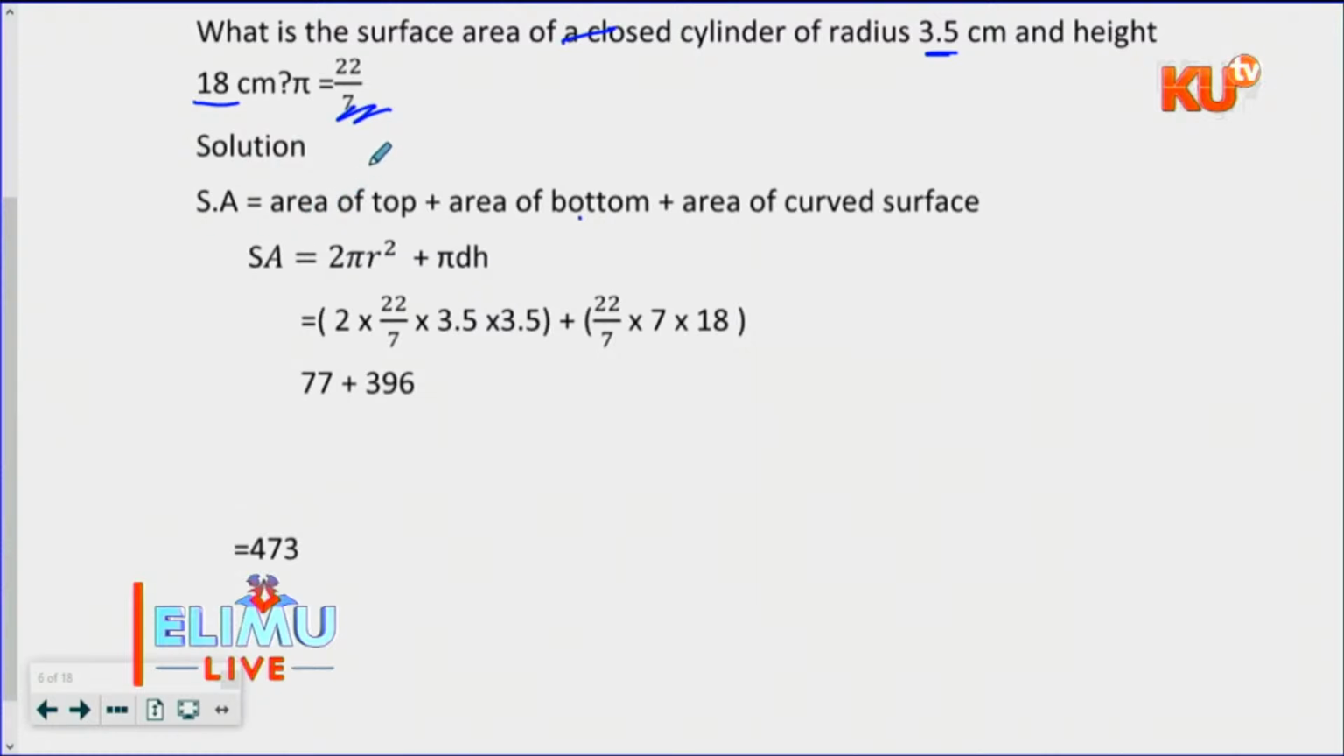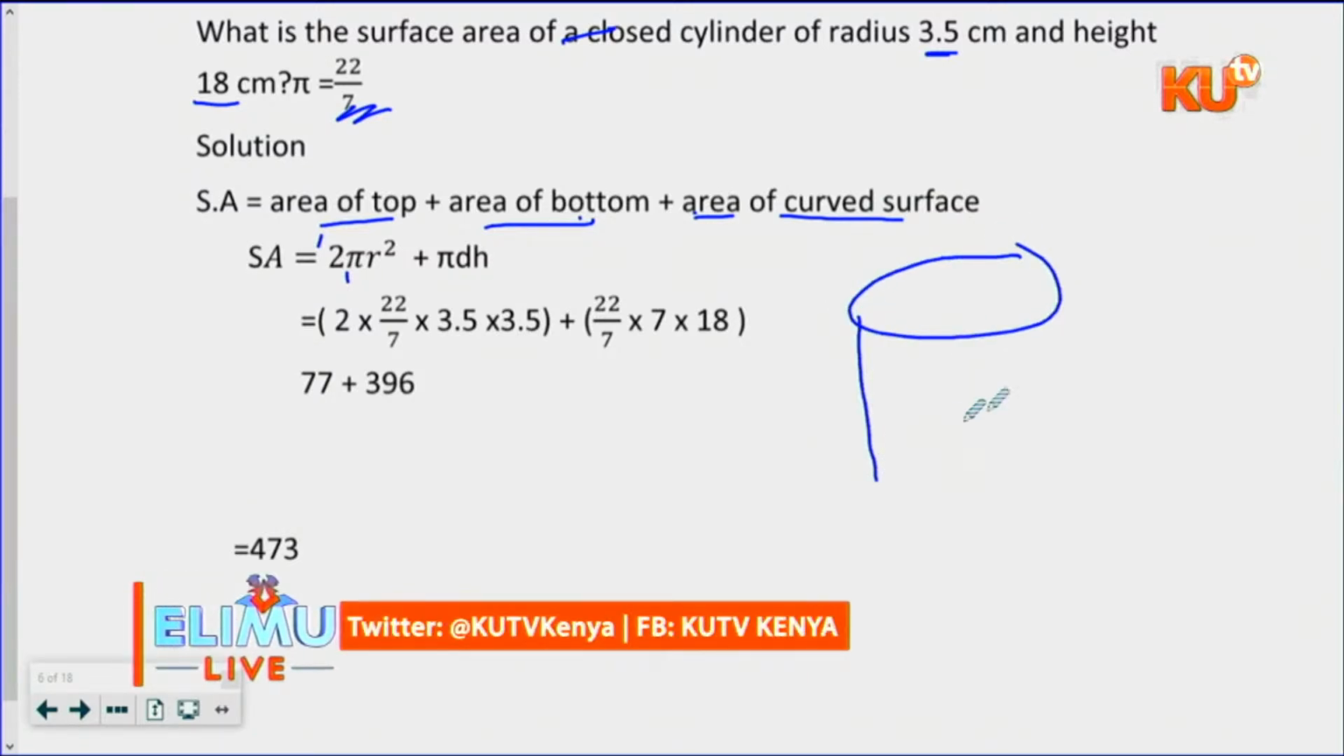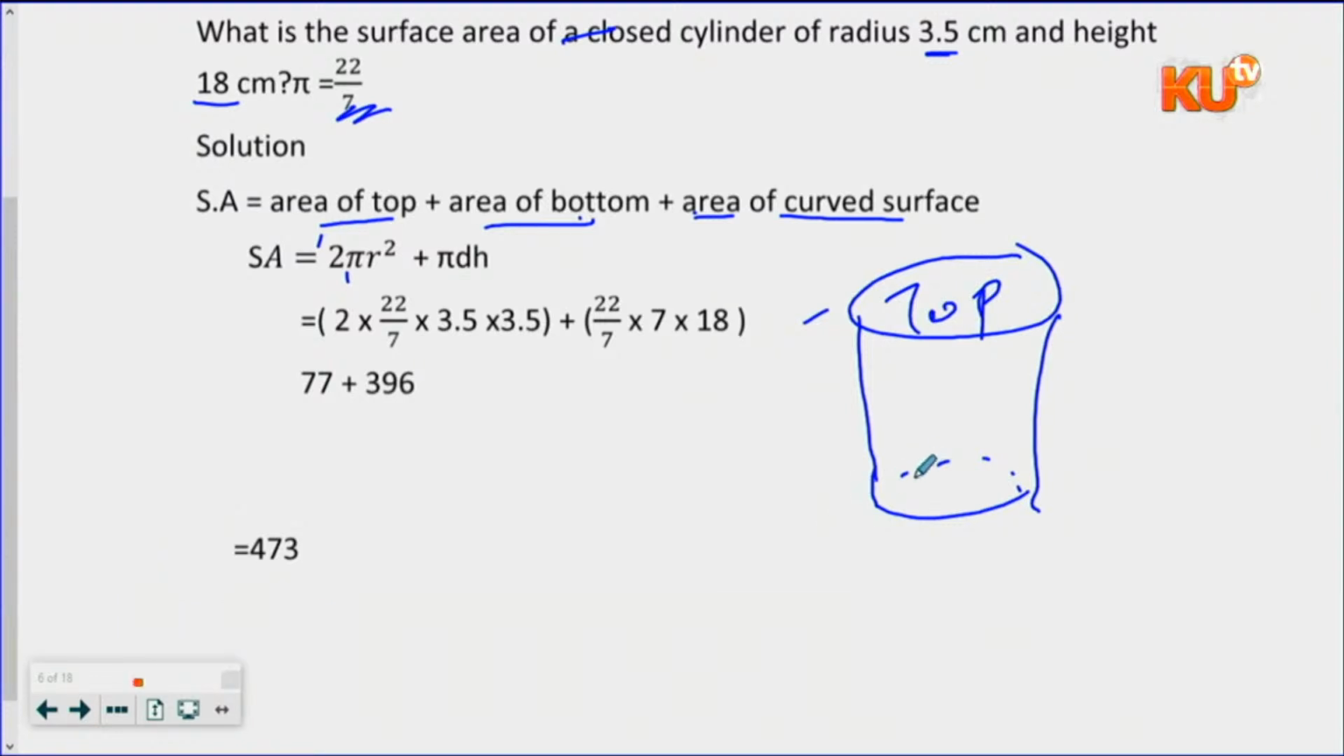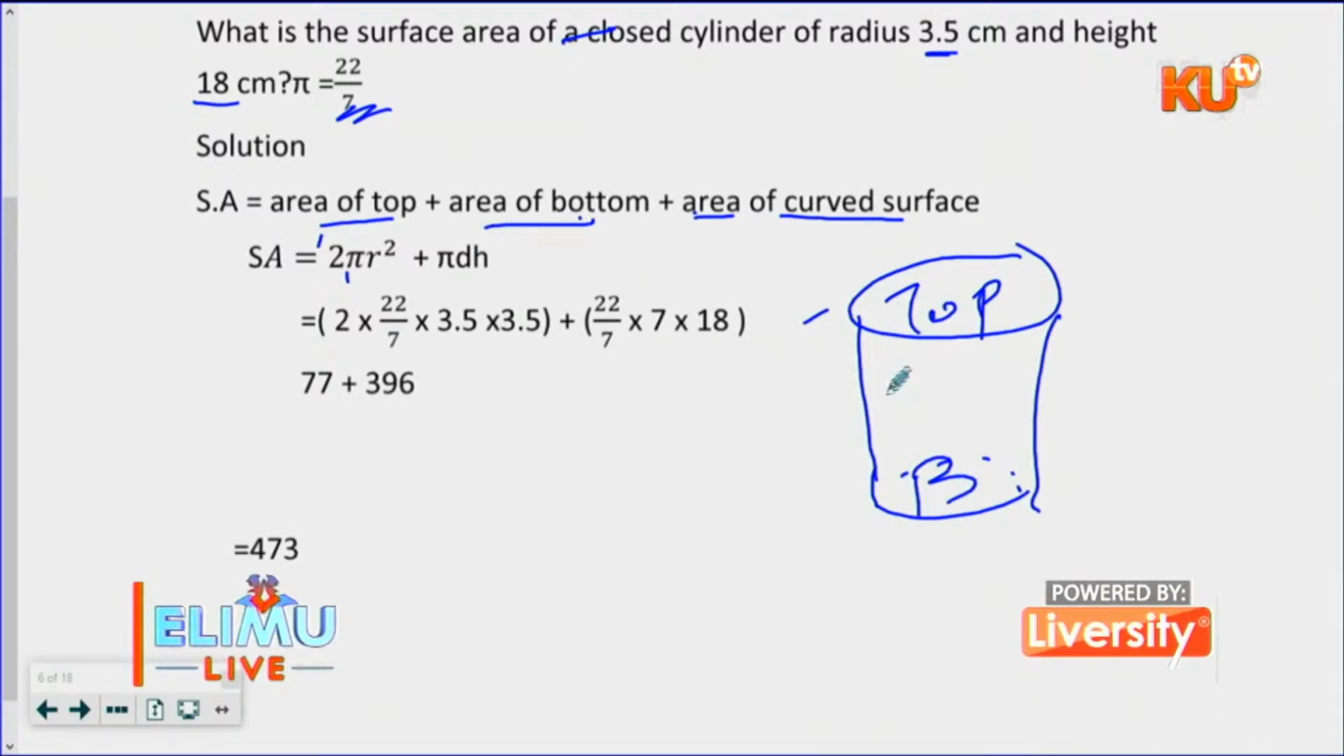Surface area will give us area of top plus area of bottom plus area of curved. So let me just have a sample of a cylinder here. So this cylinder is that. So I've said area of top, and where's the top? This is top. And area of bottom, this is bottom. And area of curved, as I said earlier, this is the curved part.